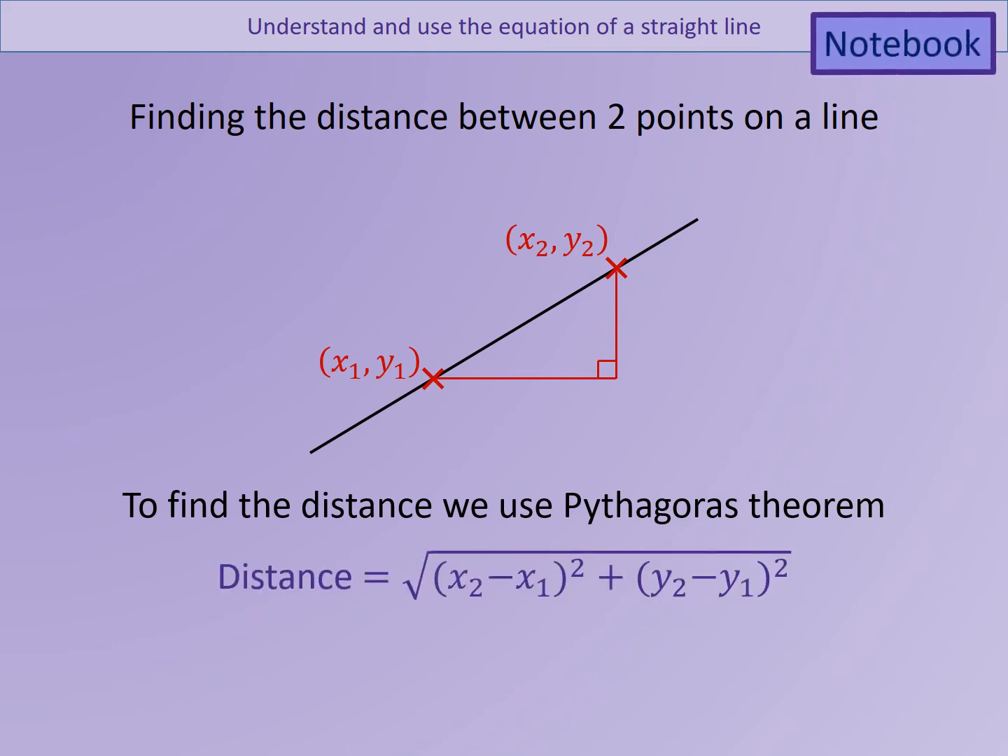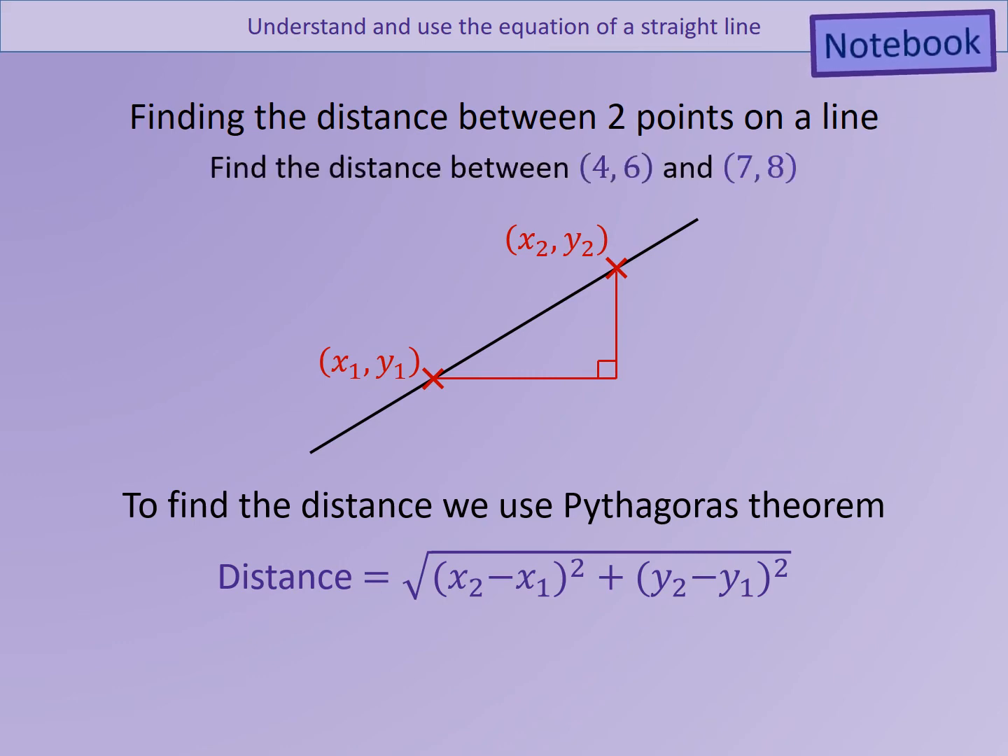So I'm going to take away the 2 x values to find the length of the base. I'm going to take my 2 y values away to find my perpendicular height, and then I'm going to use Pythagoras theorem to find that length between the 2 coordinates.